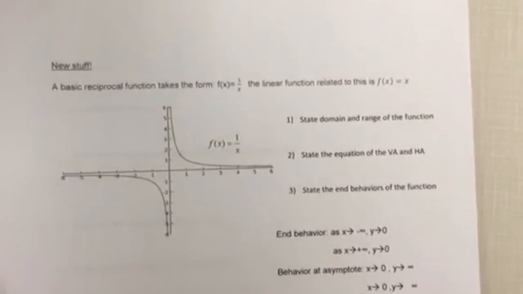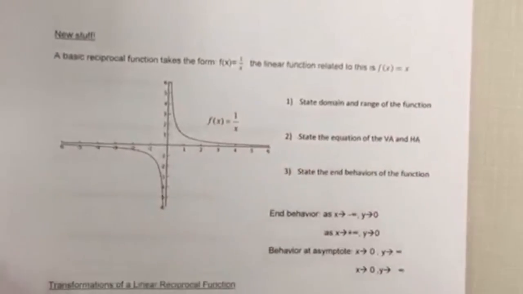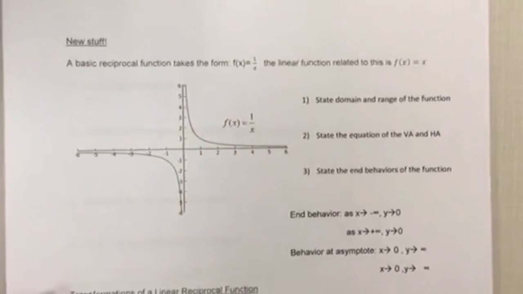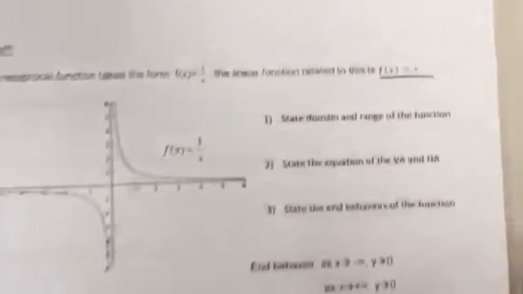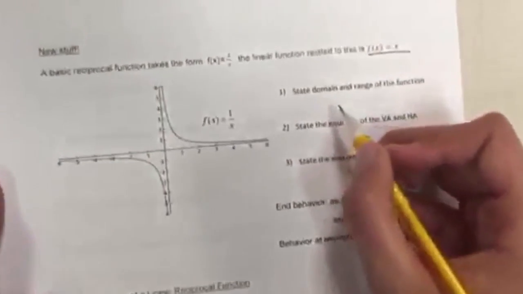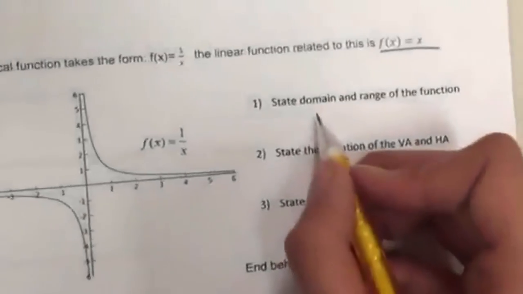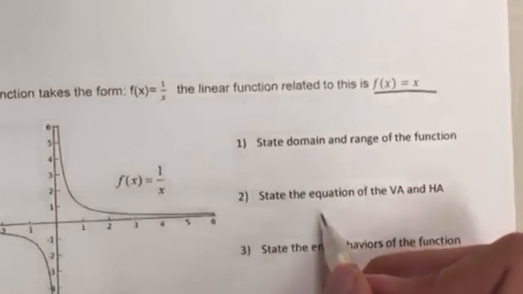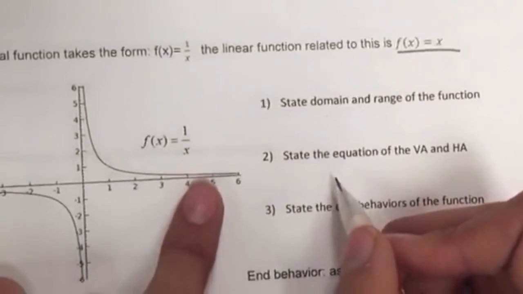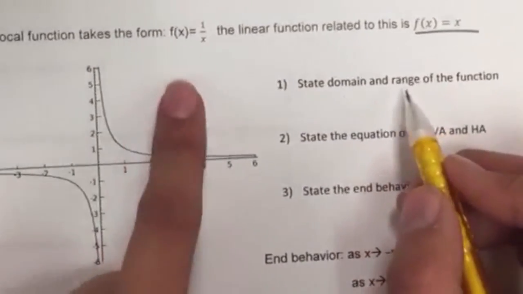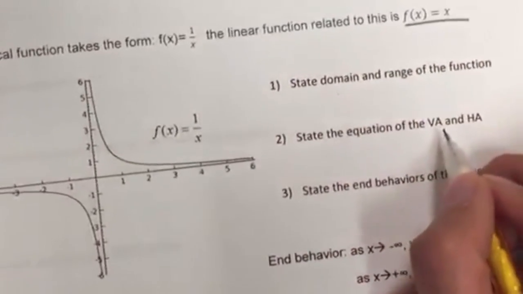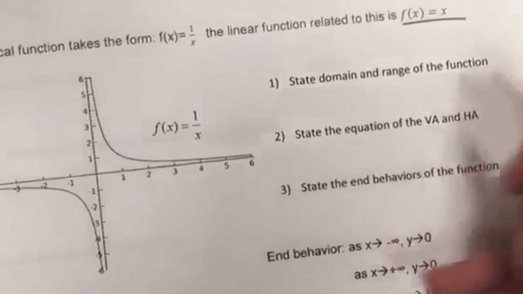So new stuff, yay. Okay, so a basic reciprocal function takes the form f(x) = 1/x. The linear function related to this is f(x) = x, because remember, a reciprocal is just 1 over the function. So now, state the domain and range of the function. The domain is figured out by the denominator of the rational function, and you figure out the range by the numerator. So let's do the vertical asymptote and horizontal asymptote first, so you understand it.